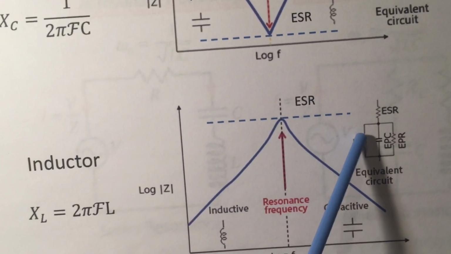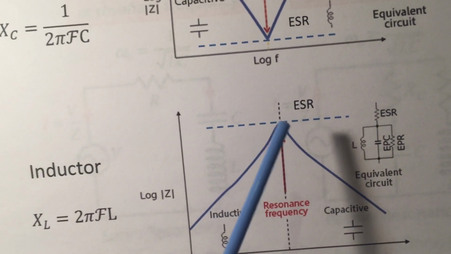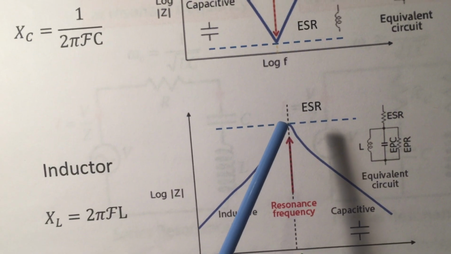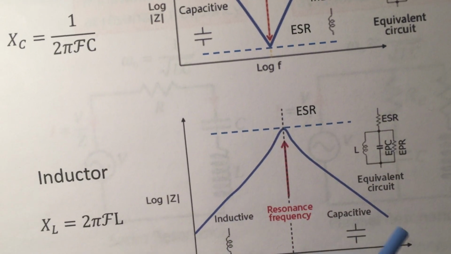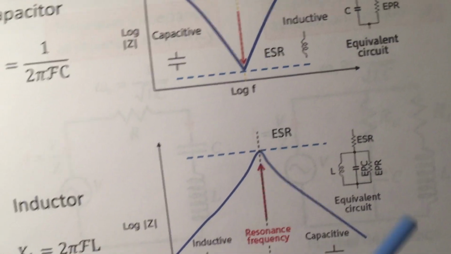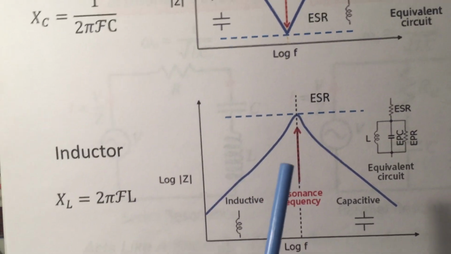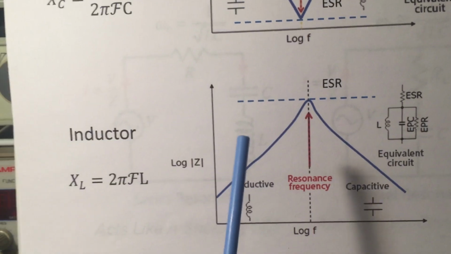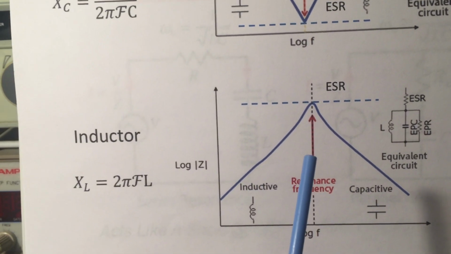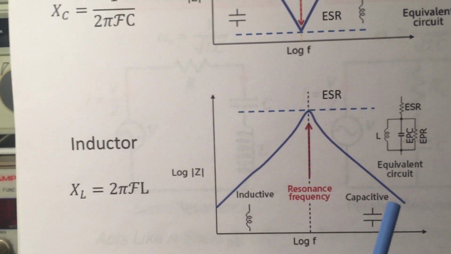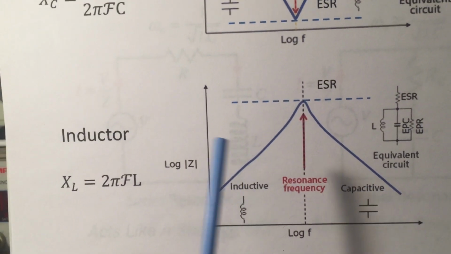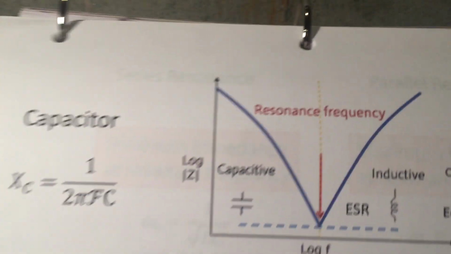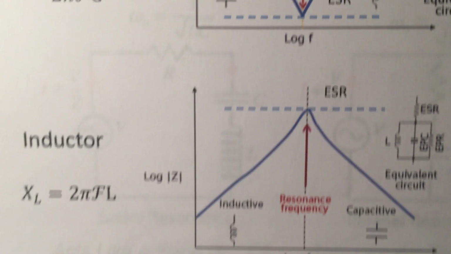We saw that in the model here. And then what happens is the impedance starts to decrease again and becomes capacitive. So in this case, below the self-resonant frequency, the device is inductive, and above the resonant frequency, it's capacitive. So these are the two main differences that I wanted to point out.